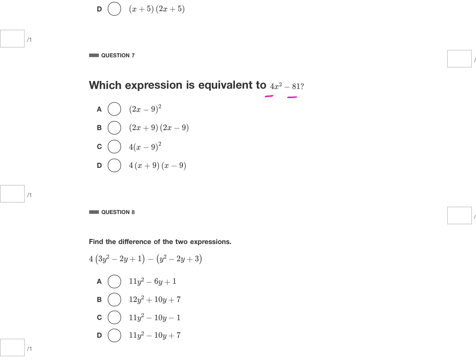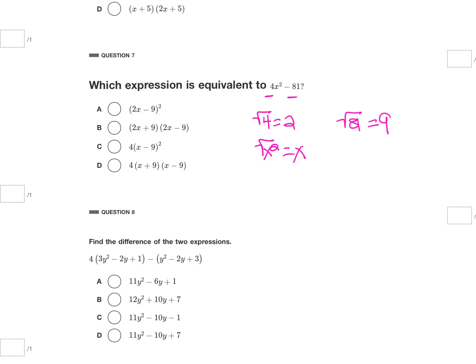Well, let's see. What is the square root of 4? The square root of 4 equals 2. Well, that's a perfect square. What is the square root of x squared? Well, x times x is x squared, so the square root of x squared is x. That's a perfect square. And then I'm left with the square root of 81. Well, the square root of 81 is 9, so that's a perfect square. And both of my terms are separated by a subtraction sign.